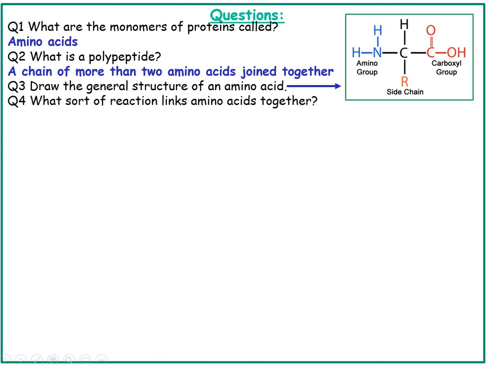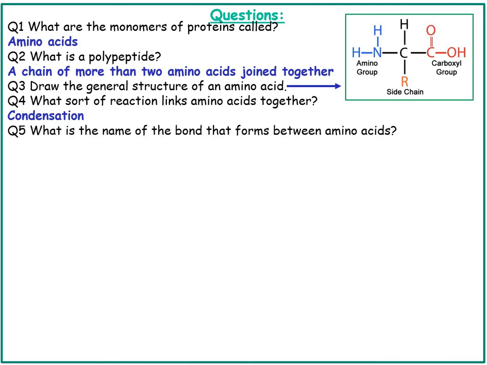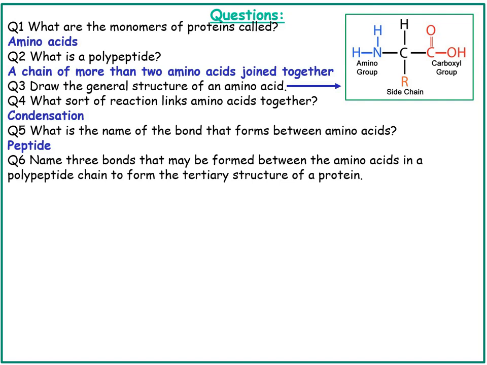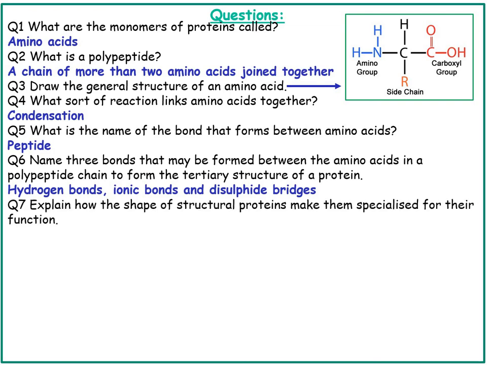What sort of reaction links amino acids together? It's a condensation reaction. What is the name of the bond that forms between amino acids? It is a peptide bond. Name 3 bonds that may be formed between the amino acids in a polypeptide chain to form the tertiary structure of a protein. You've got hydrogen bonds, ionic bonds, and disulfide bridges.